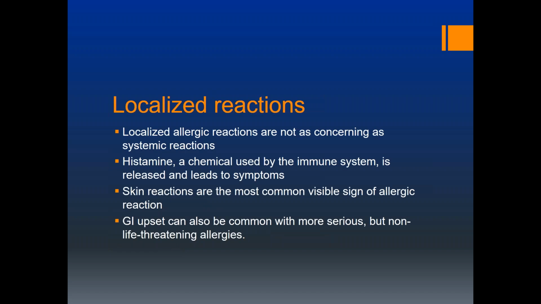So in the vein of common sense, let's talk localized reactions first. Our localized reactions aren't as concerning because it's not affecting the body as a whole. Histamine is released. It is a chemical used by the immune system to deal with whatever it is that the immune system is trying to fight off. Most of the time when we talk a localized reaction, we're going to look for visible signs on the skin or some GI upset. Histamine is also very, very prominent in your GI tract.